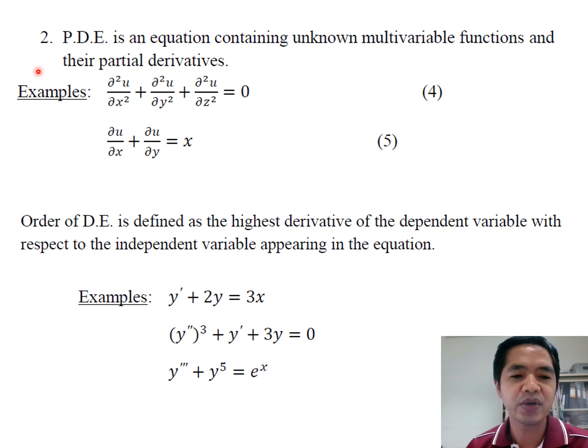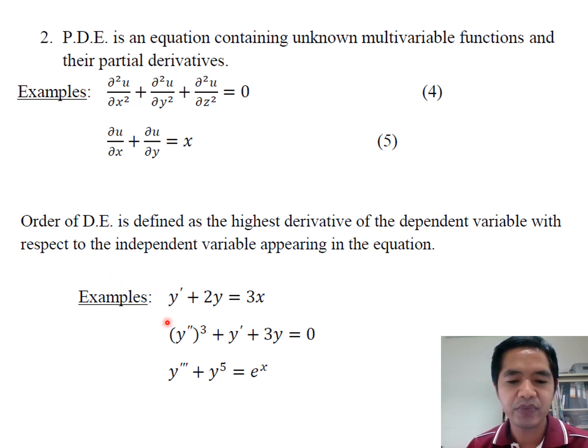Okay, now we know ODE and we know PDE. So now let's take a look at the definition of the order of a differential equation. Order of DE is defined as the highest derivative of dependent variables with respect to the independent variables appearing in the equation. Okay, it means just like this symbol.